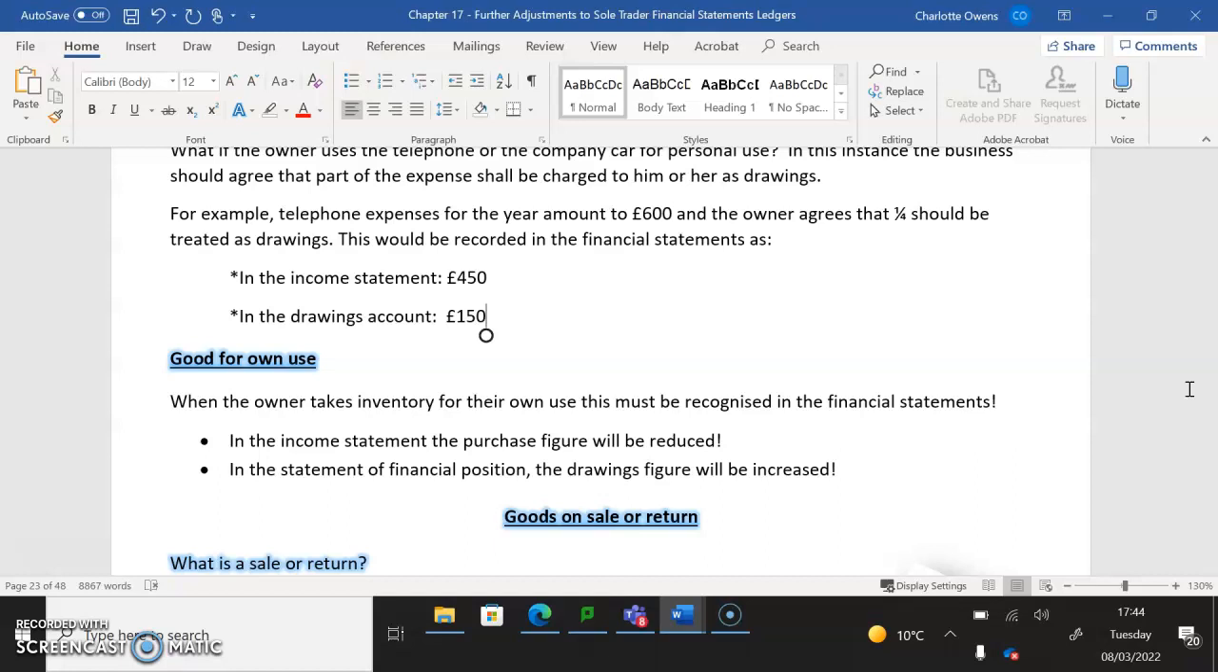So just make sure you are taking it from the purchases figure, not closing inventory. And then on the statement of financial position, our drawings figure will be increased.